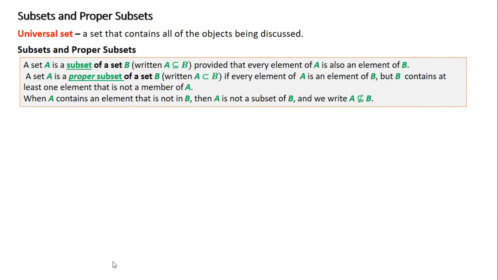Subsets and proper sets. So let's look at the definitions here. A set A is a subset of set B, and we write subsets with this elongated C with a line underneath. What this is saying is that every element of A is also an element of B. That's what a subset is, right? That all of the elements in A are also in B.